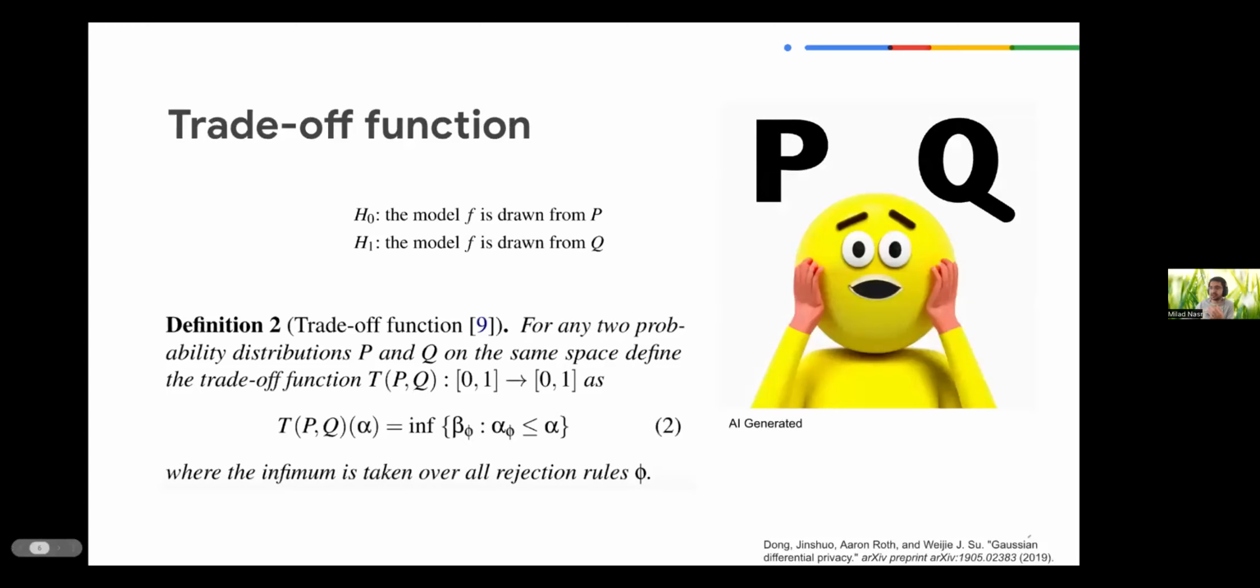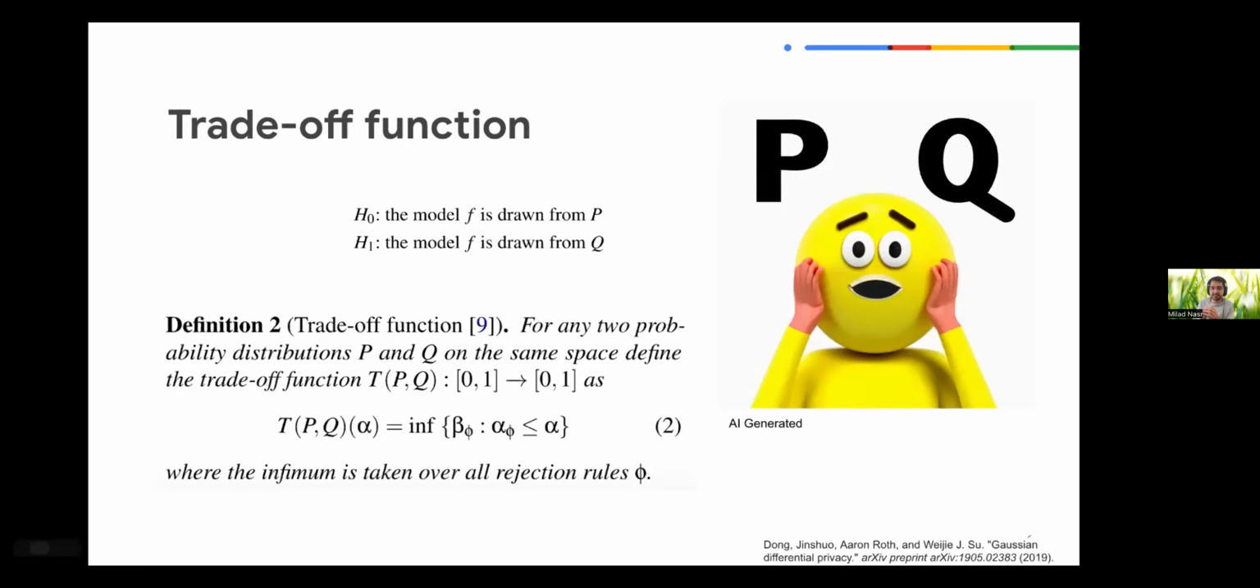Let me introduce this trade-off function. There's a paper in DP called Gaussian differential privacy, which defines a generic form of differential privacy mechanisms. But we start by defining trade-off functions, which says that if we have two distributions P and Q, the trade-off function defines, for each false positive, what is the worst false negative value that we can get.